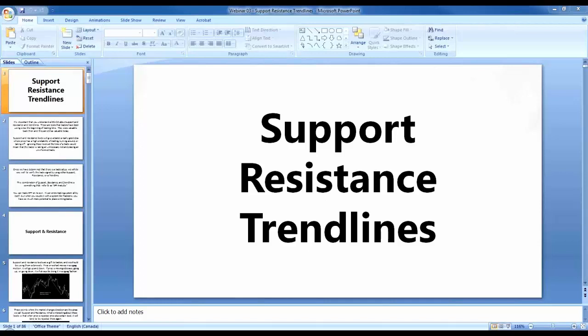And today we're going to look at support, resistance, and trend lines. Now, these are fairly simple, but there's a lot to it. I want to make sure that during the webinar it's understood. What is support? What is resistance? What are trend lines? I have a manual for this, and it is fairly lengthy.